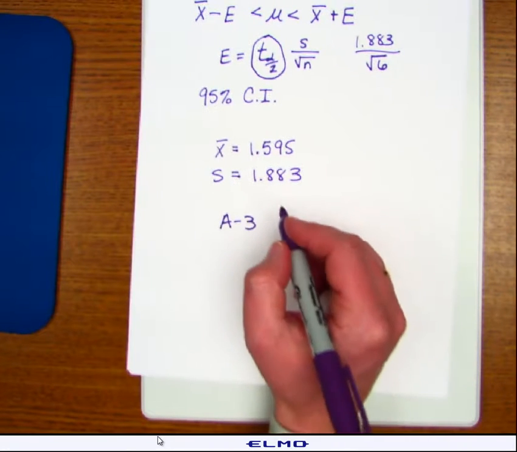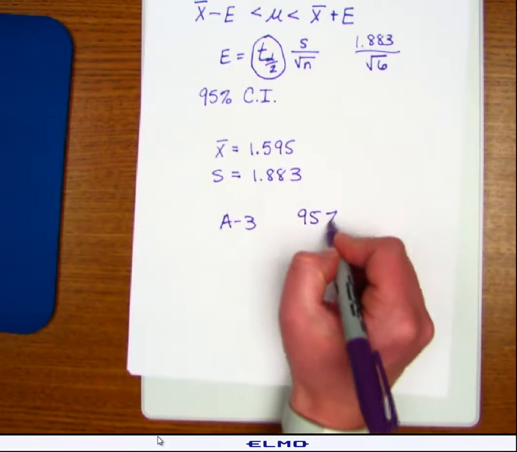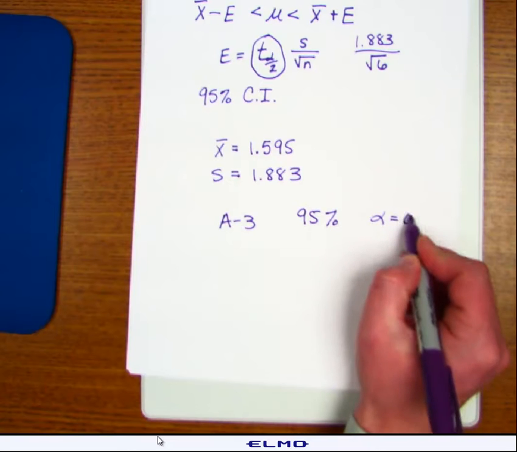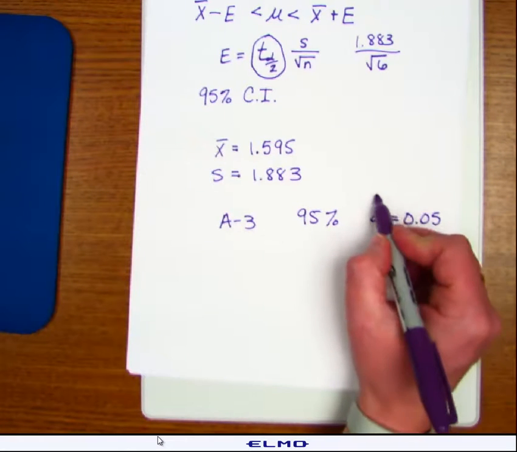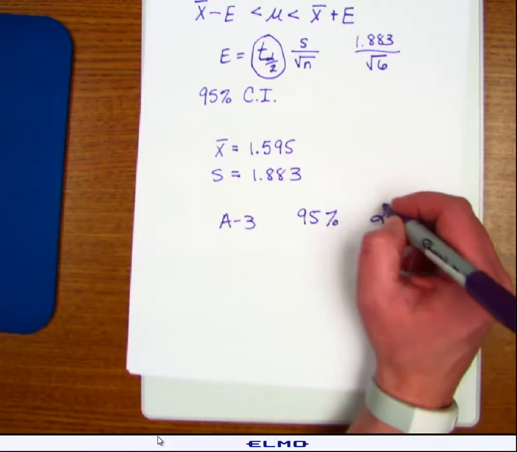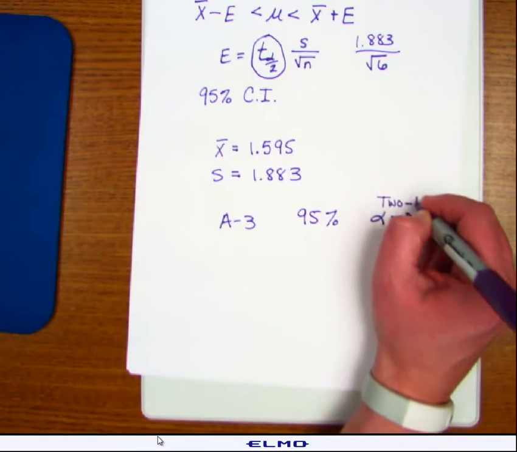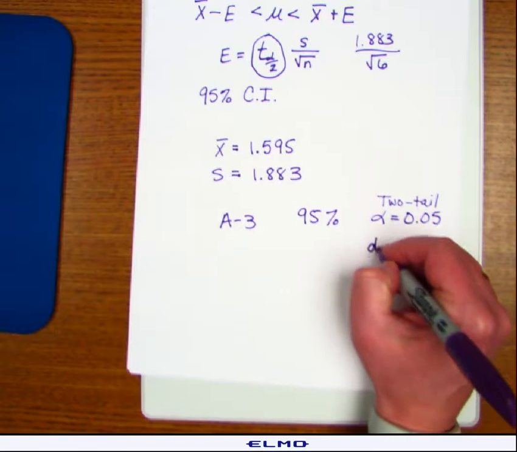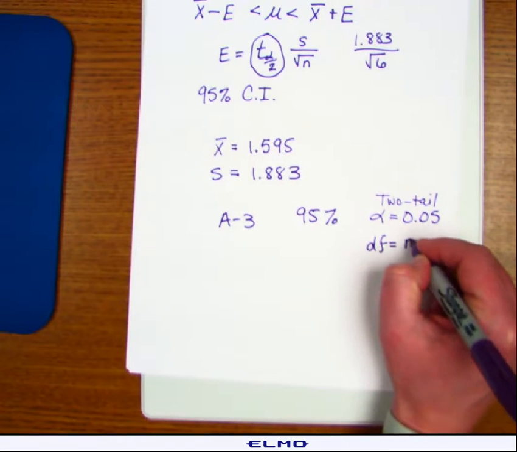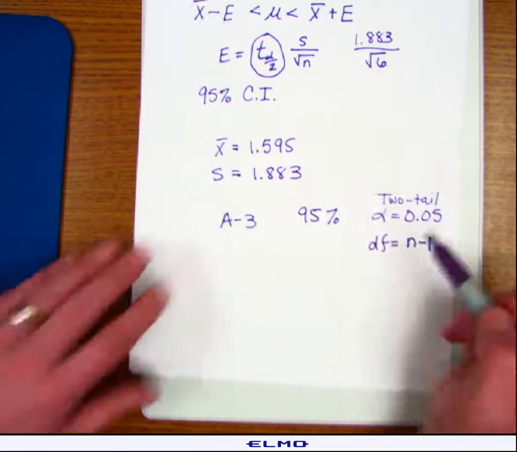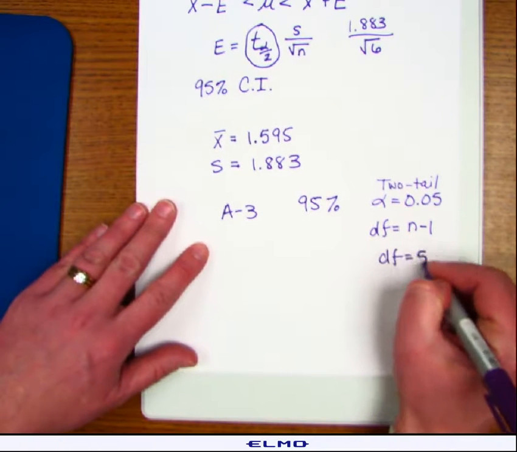And you need to know 2 things. We're doing a 95% confidence interval. This means that alpha is going to be equal to 0.05, okay? And when we're looking at confidence intervals and your alpha is 0.05, look at that under the two-tail test. And then next you need to know your degrees of freedom. Your degrees of freedom is just your n minus 1, your number of observations minus 1. In this case we have 6 observations, subtract 1. Our degrees of freedom is 5.